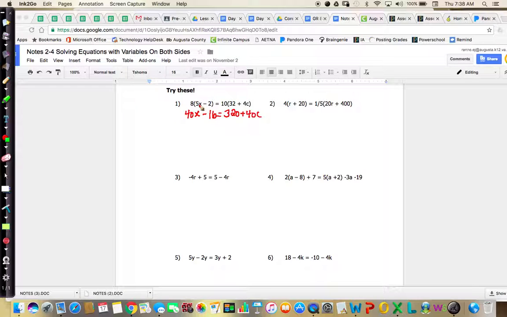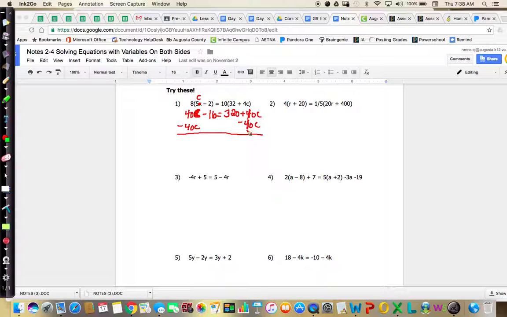Now, I forgot to make a correction here. Let's change this to a C so that they both have the same letter. That was just a typo. Okay, now let's subtract 40C from both sides. And look what happens.